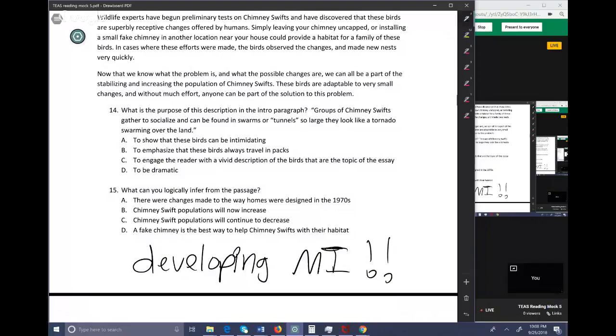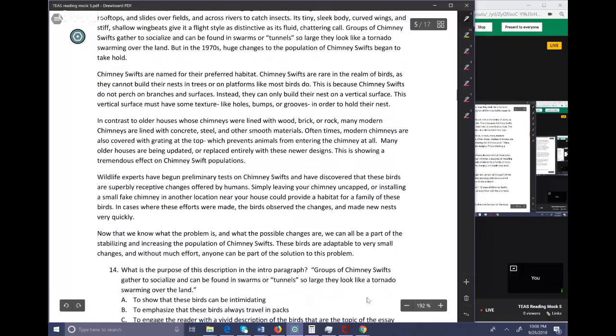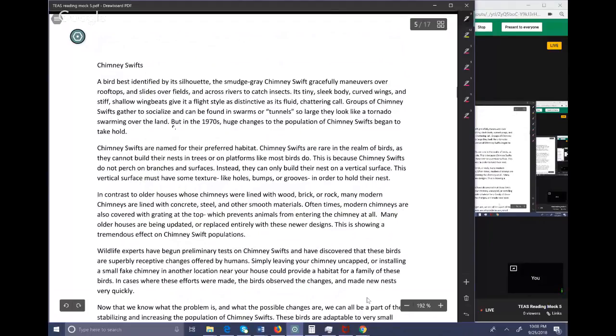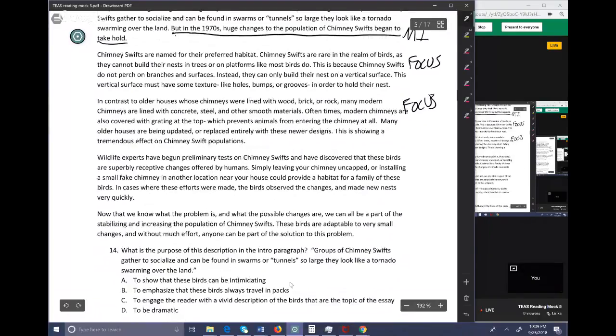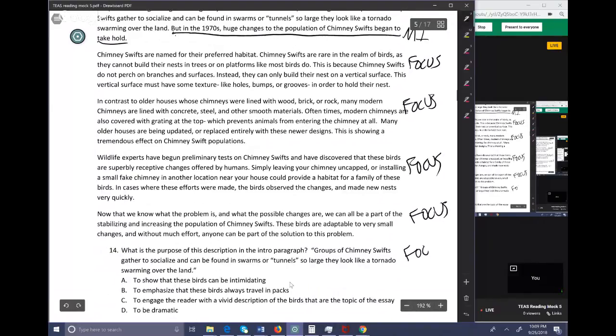And this is an example. So if you read this intro, you would say that this is in the 1970s, huge changes to the population of chimney swifts began to take hold. So you would think main idea is changes to the population of chimney swifts. You'd be very close. That is still going to be a great main idea. It's going to allow you to structure this. It's going to allow you to correctly use your structuring strategy, your critical strategy. You're going to go on about your normal strategy. Everything is going to be fine and normal.